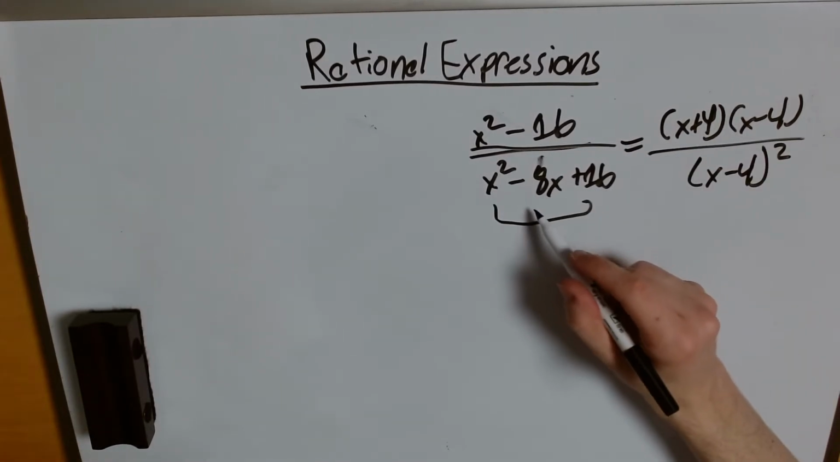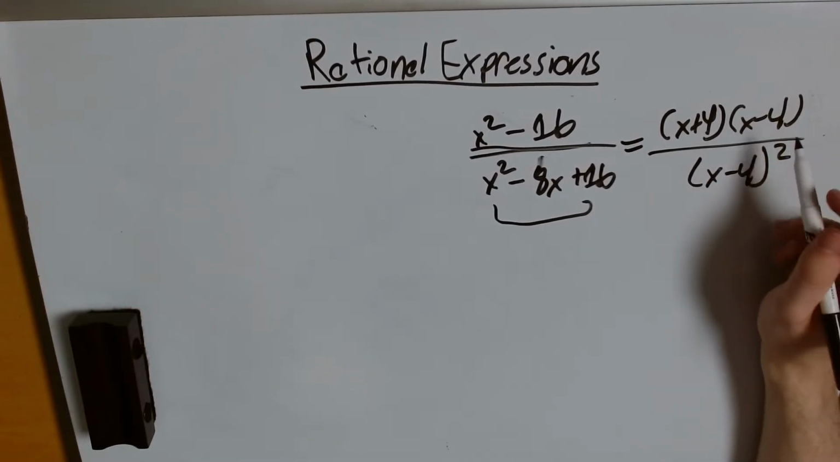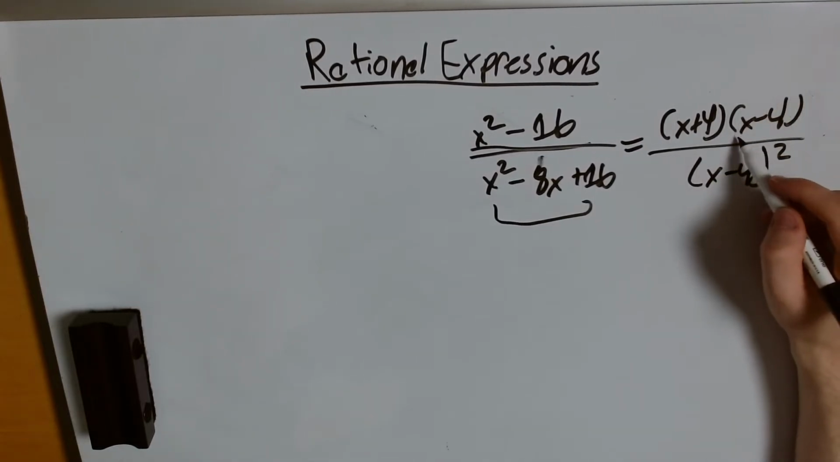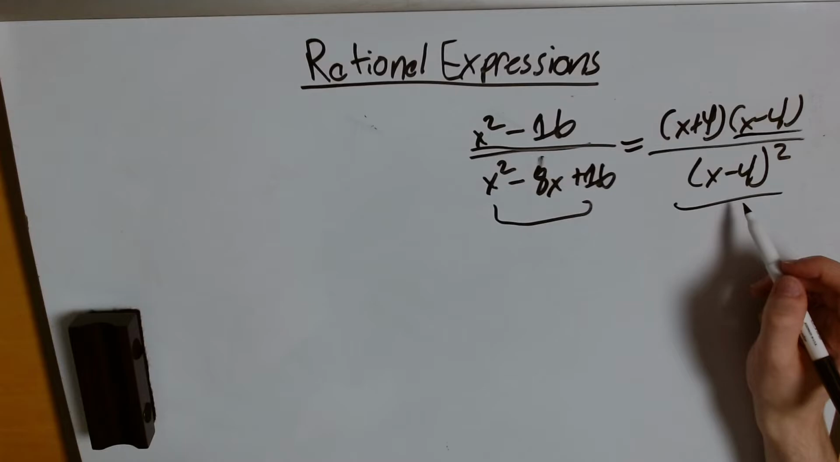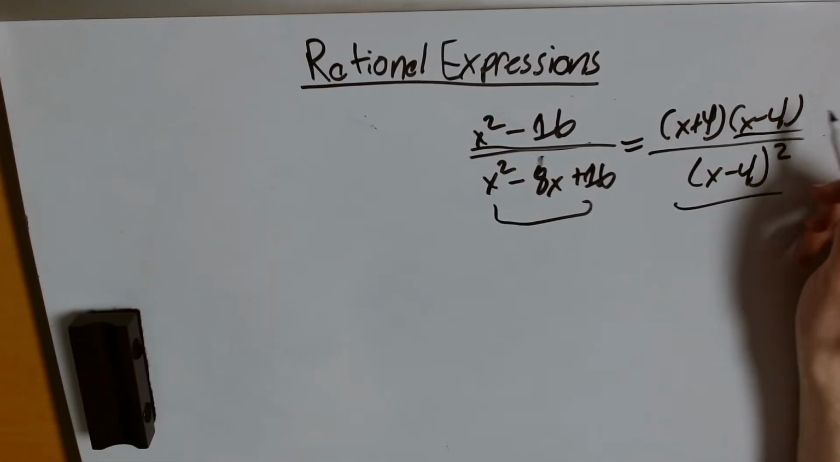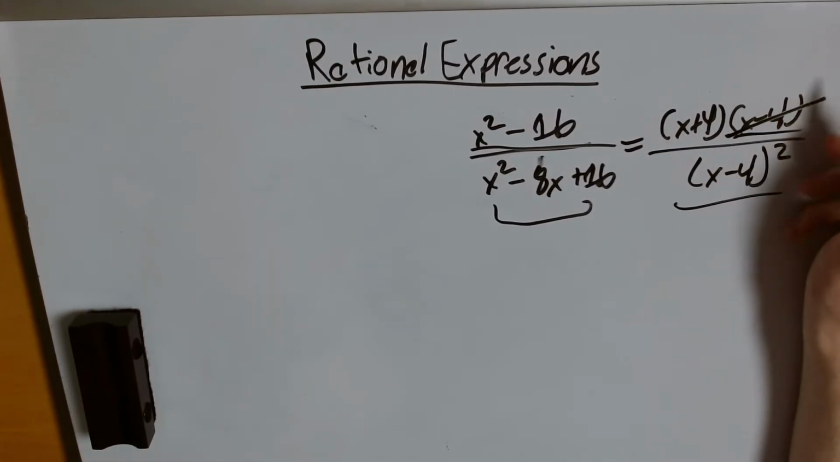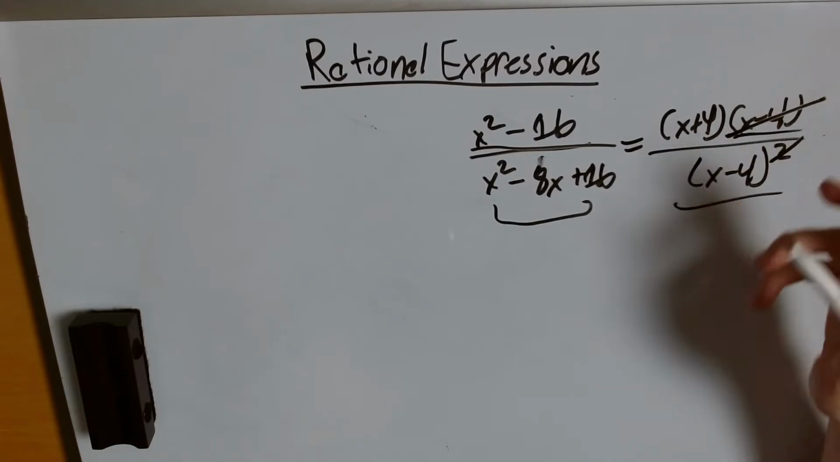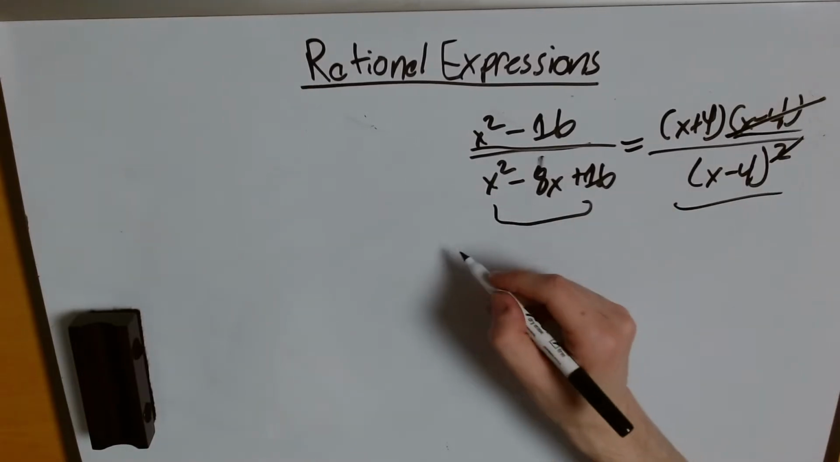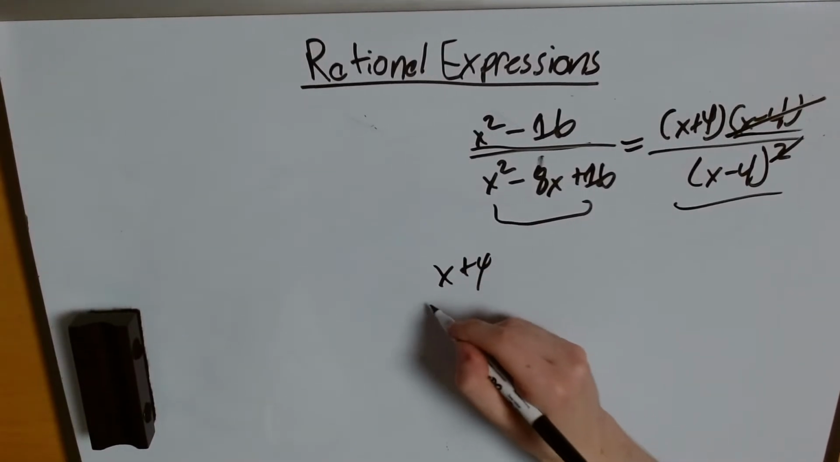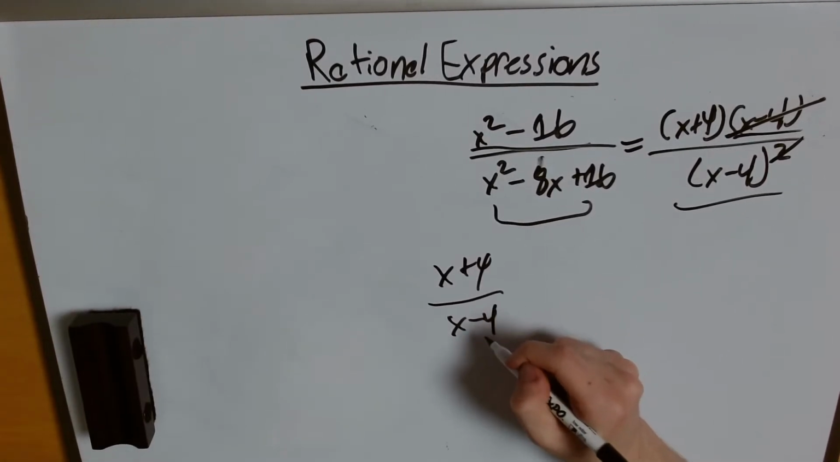So I say, oh, okay, x minus 4 squared. I simplify. I have an x minus 4 here and an x minus 4 here. In this case, it's squared, so I can just cancel this out, and I'll decrease this term by 1 because I've canceled this out. So I'm left with x plus 4 over x minus 4.